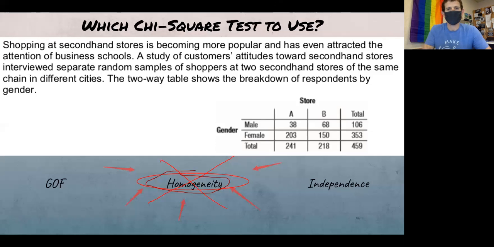Look at it. So in this case, the big question to ask yourself is, are we looking at two different samples or is it one sample split into two variables? And right here, because it says it's separate random samples, there we go. I would agree this is a test of homogeneity. That would be my thoughts on it.